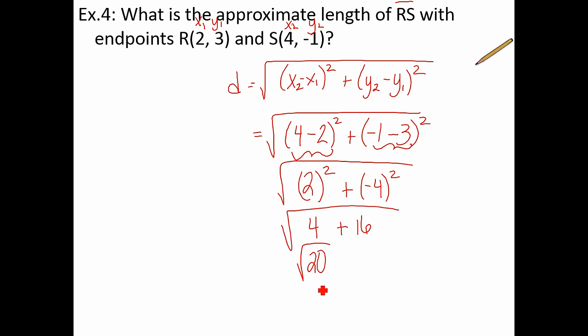So the square root of 20, I would break that apart using 2 smaller radicals, 2 smaller square roots, and one of them needs to be a perfect square. So 4 is a perfect square, so I'm going to break this 20 apart using 4 times 5. Square root of 4 times square root of 5 is the square root of 20. Now I do that because the square root of 4 is just 2. So this simplifies to make 2 square roots of 5. So 2 square roots of 5 would be the length from R to S. Okay? And again, if you want to write the decimal value, that's fine at this point in the year.